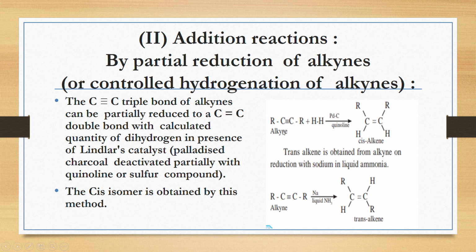So alkyne will get converted into cis alkene. Trans alkene is obtained from alkyne on reduction with sodium in liquid ammonia. So if we want the cis isomer, we'll use Lindlar's catalyst, and if we want the trans isomer, then we'll use sodium in liquid ammonia.